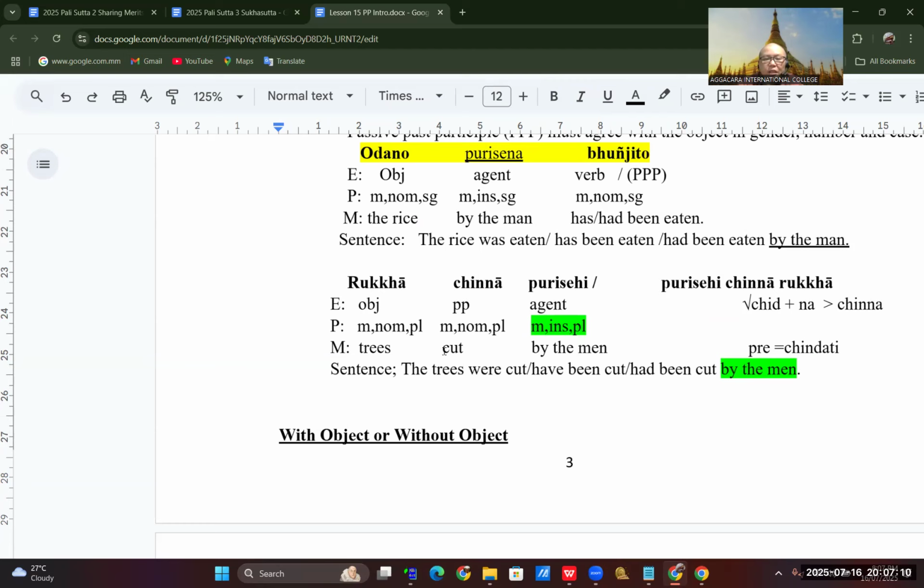Trees. The trees were cut or have been cut. These two are in nominative plural, by the man. By the man means by the people, by the workers and so on. So you can write in this way, or if you want to write another way, you put purisehi first, followed by chinna rukkha, also can, right? Either way, it's understood the chinna qualifies or modifies the rukkha. Okay, so far? So next time when I give you notes, you have to read in advance.